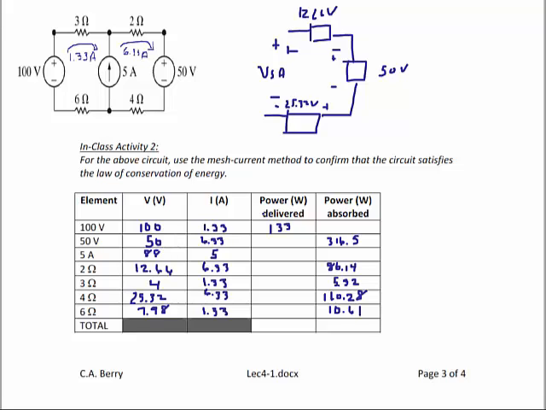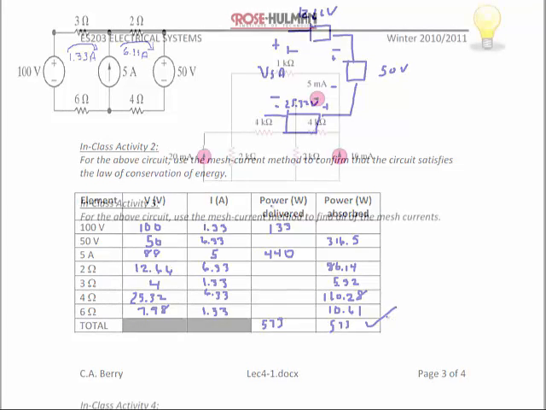88 times 5 is 440 watts, and that's also going to be delivered. So the power delivered to the circuit is 573 watts. The power absorbed is also 573 watts. So this circuit does obey the law of conservation of energy.